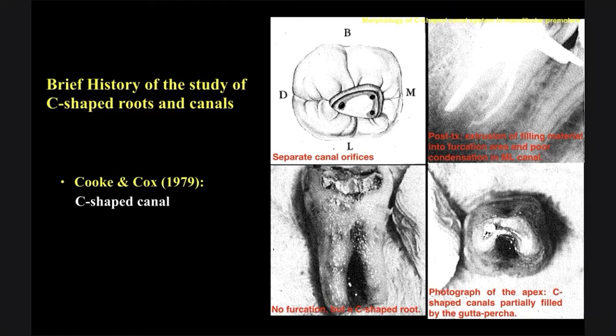So the authors extracted the tooth. Then they found there was no furcation, but it is a C-shaped root. The photograph of the root apex showed it is a C-shaped canal, partially filled by the gutta-percha.